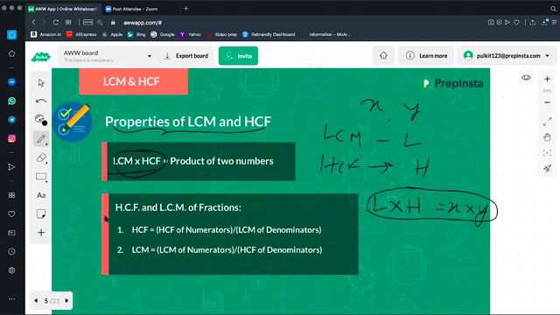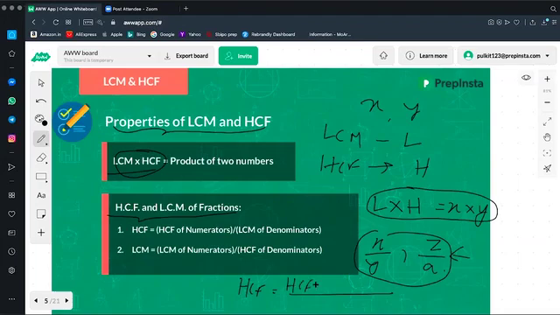Similarly, talking about the LCM and HCF of two fractions, let's say you have two fractions, X upon Y and Z upon A, and you're supposed to find the HCF of these two. To find the HCF of these two fractions, the HCF would be the HCF of the numerators, that is X comma Z, upon LCM of the denominators, that is Y comma A.